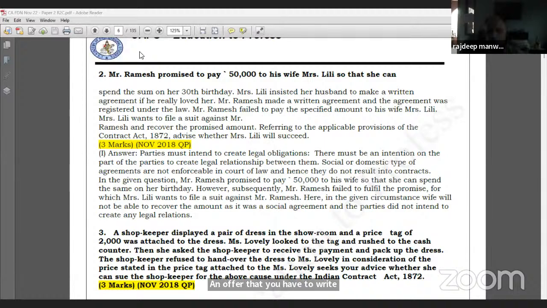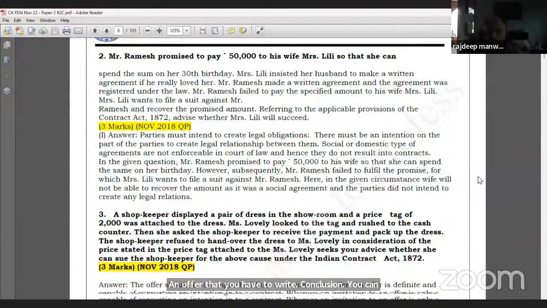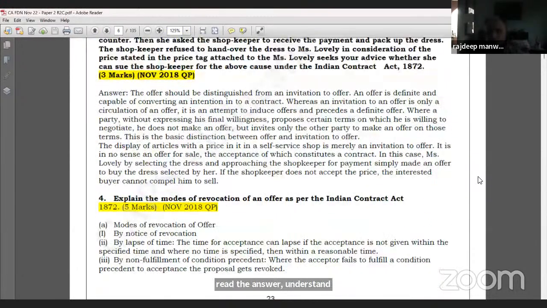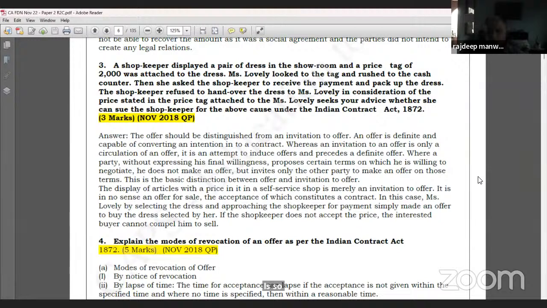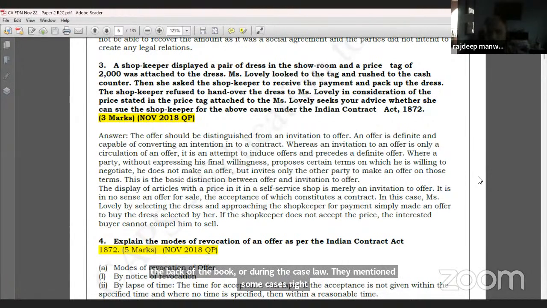You can read the answer. Understand? Okay. You all understood this? And remember the case law, Pharmaceutical Society of Great Britain. These case laws are there in the textbook also, at the back of the book or during the case law, they mention some cases, right? So I'm not only doing extra cases; I also gave you cases which were there in your textbook.